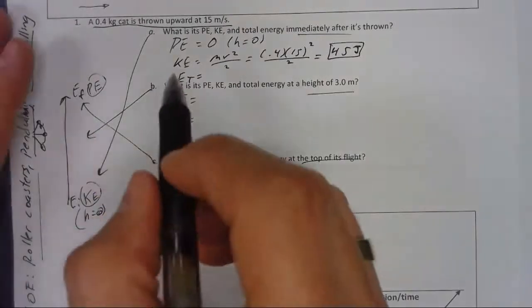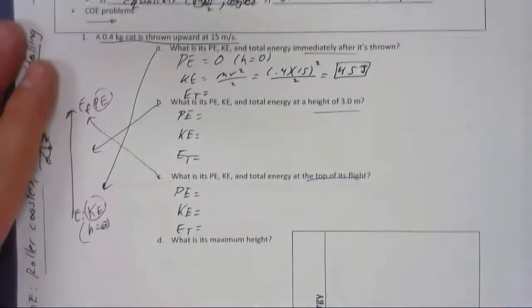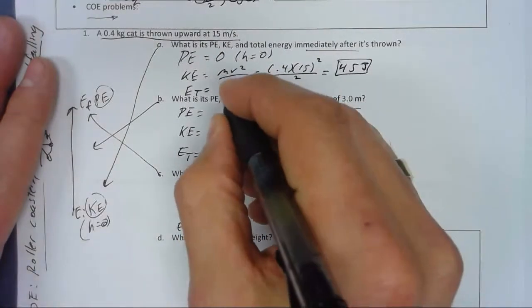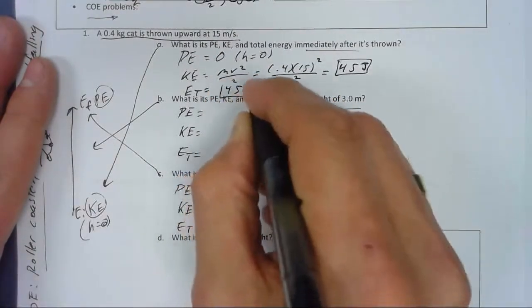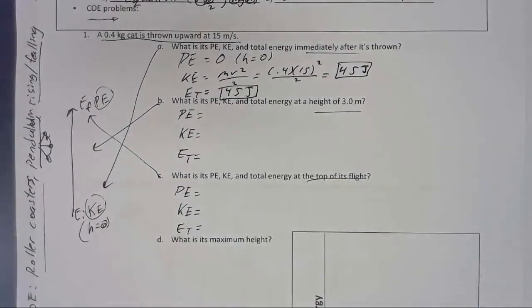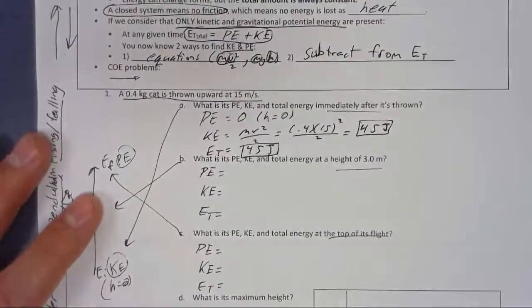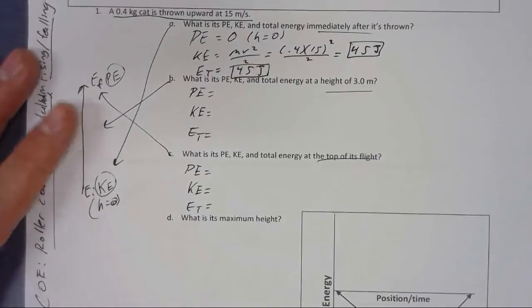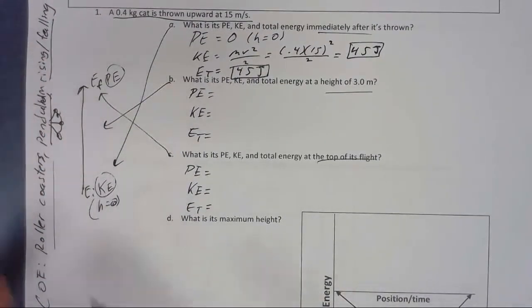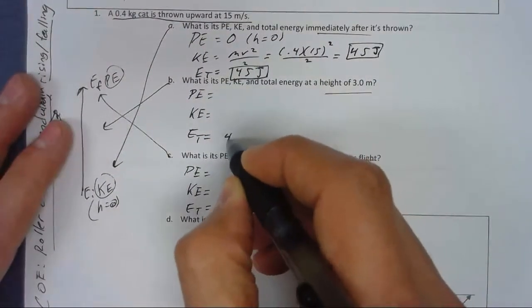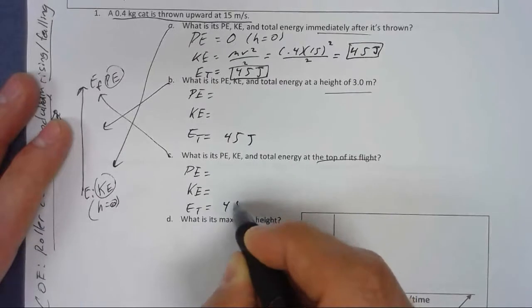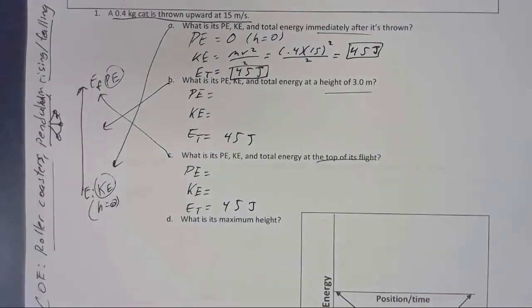And then total energy, remember, total energy is potential plus kinetic. If we add these two, we simply get 45. And this is really useful because the law of conservation of energy says that the total energy remains the same. So now that we know what the total energy is at the very beginning, that has to be the total energy of this cat for the entire flight because it's a closed system. No energy is coming in or going out. So I'm going to put 45 joules for the total energy for both of the other two. It has to be 45 everywhere else.